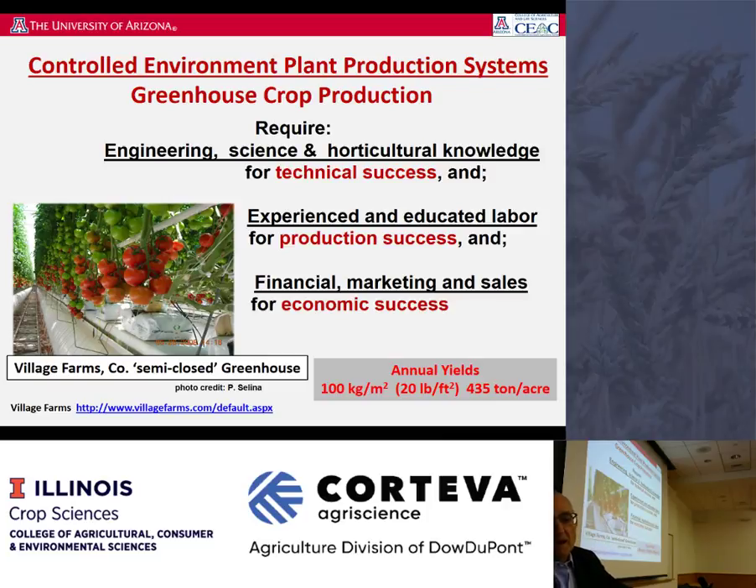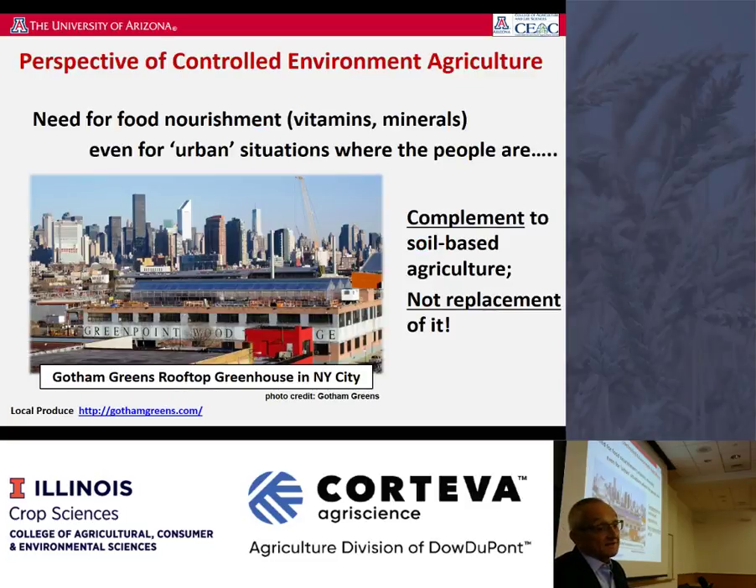Okay. Look at some of these annual yields. This number, the 435 tons of tomatoes per acre per year. That may resonate more than the 100 kilos per square meter, but that's the equivalent. And it's a lot of tomatoes. And then you can bring it to locations, in this case, urban agricultural situations. Again, to complement production agriculture in the field, not to replace it.